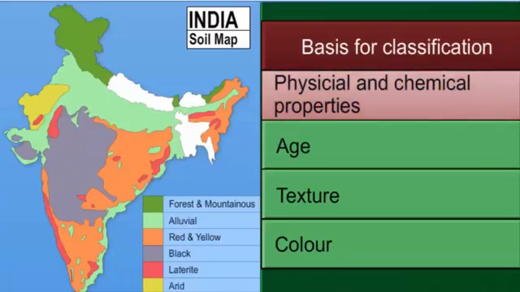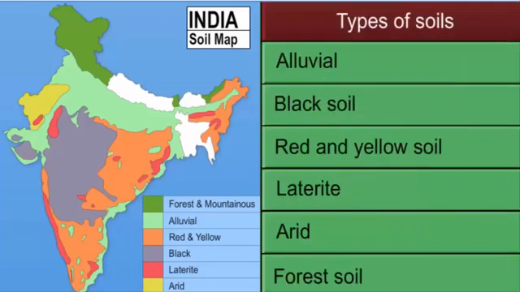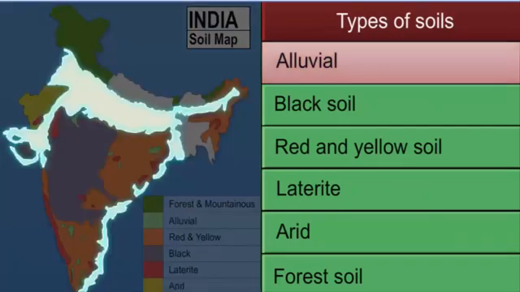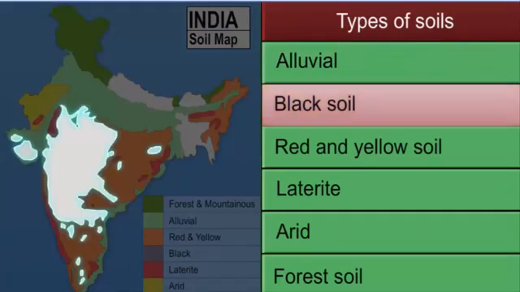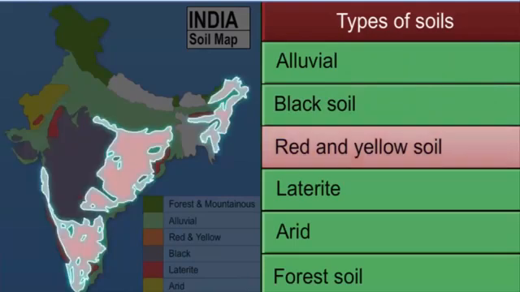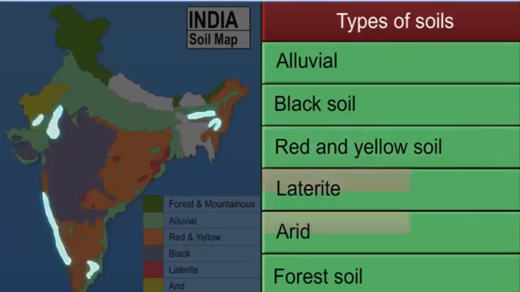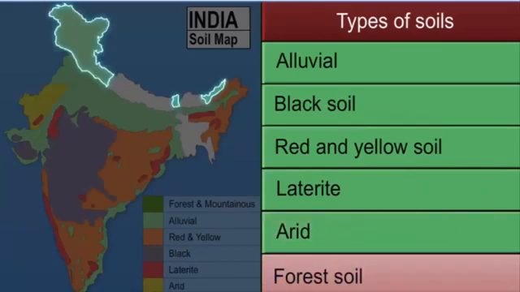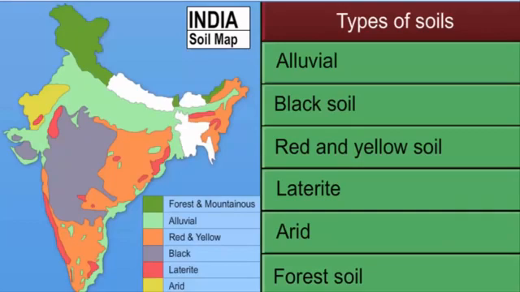Based on their physical and chemical properties, age, texture and color, soils in India can be classified as alluvial, black soil, red and yellow soil, laterite, arid and forest soil. Let us learn more about each of these types of soils.